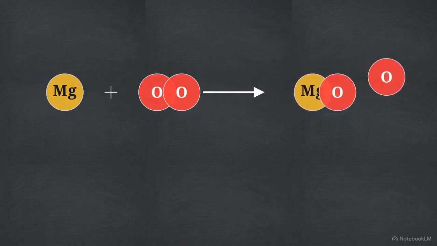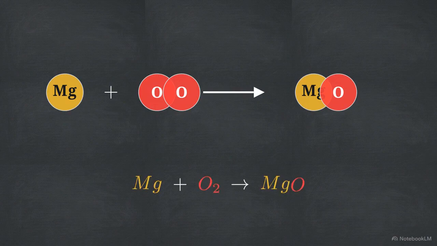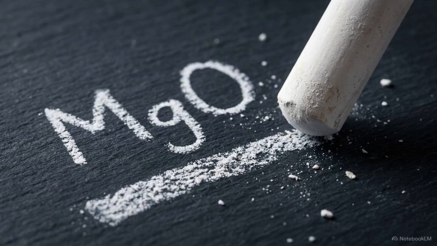They only rearrange themselves. This skeletal equation shows how that reaction reads on paper. We start with one magnesium atom and two oxygen atoms on the left, but on the right side, the product, magnesium oxide, only contains one oxygen atom. Mathematically, an entire atom is missing. To reconcile the math with the physical reality, we have to balance the equation.